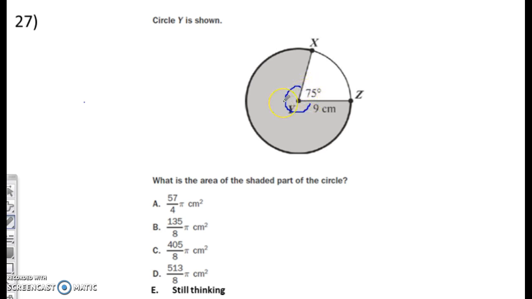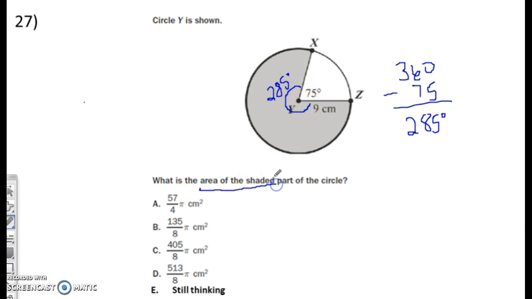And since there's 360 total degrees, you could take 360 and subtract off that 75. And that would tell you that the central angle for the shaded part is 285 degrees. And we want to find the area of the shaded part.